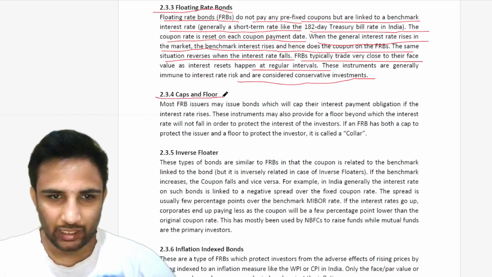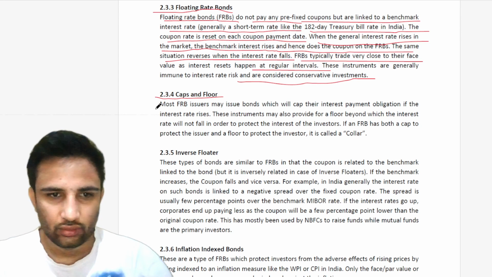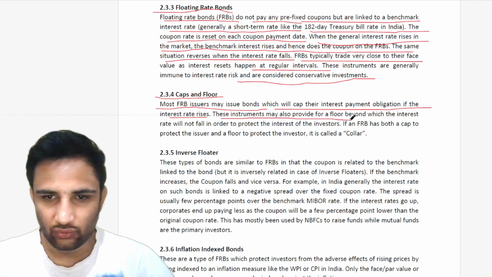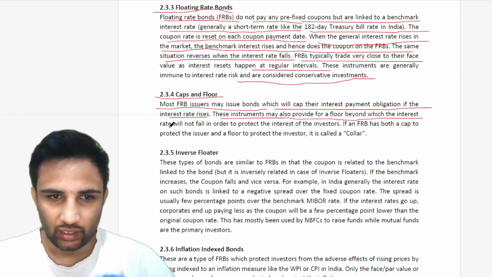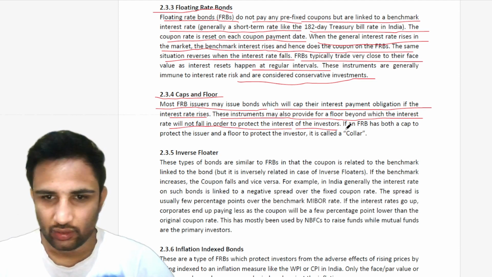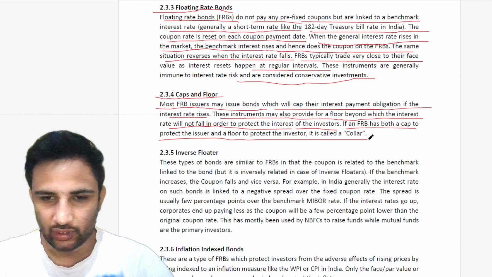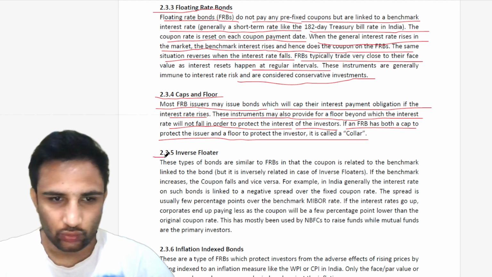Chapter 2.3.4 Caps and Floor. Most FRB issuers may issue bonds which will cap their interest payment obligation if the interest rate rises. These instruments may also provide for a floor beyond which the interest rate will not fall in order to protect the interest of the investors. If an FRB has both a cap to protect the issuer and a floor to protect the investor, it is called a collar. Chapter 2.3.5 Inverse Floater.